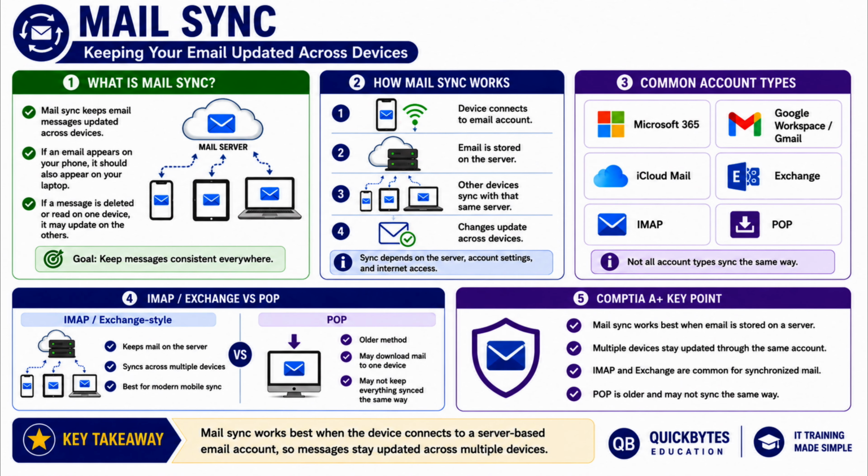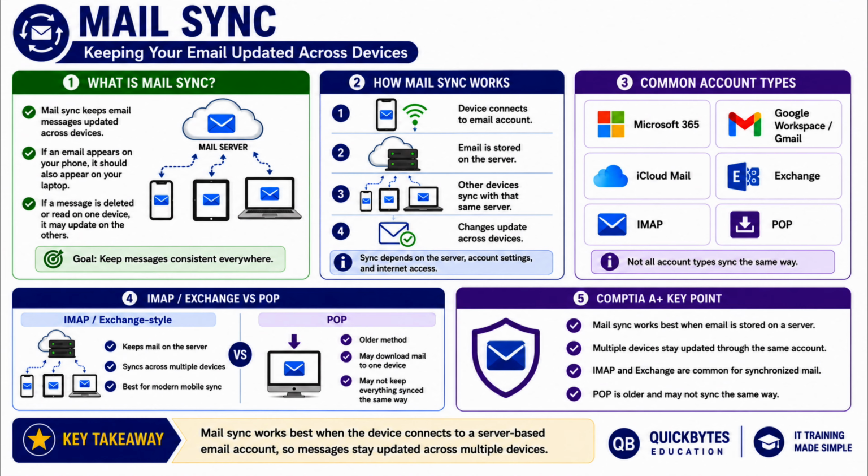Let's start with mail sync. Mail sync keeps email messages updated across devices. If a user receives an email on their phone, they expect to see it on their laptop too. If they delete a message from one device, they may expect it to disappear from the others. Mail sync usually depends on the email account type and settings. Common account types include Microsoft 365, Google Workspace or Gmail, iCloud Mail, Exchange, IMAP, and POP.